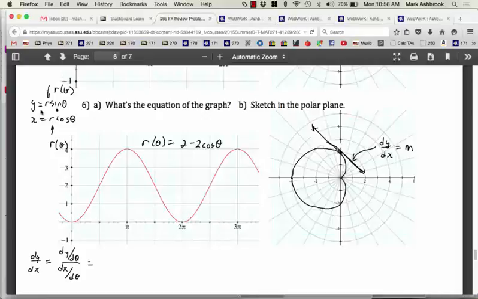So what's dy d theta? Well, it's going to be r prime of theta, or dr d theta. Let's do it that way. Dr d theta times sine theta plus r times cosine theta. We're doing the product rule on r times sine theta. We can't just say that that's r cosine theta.